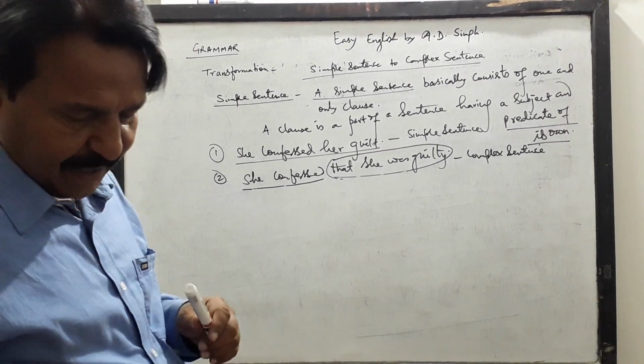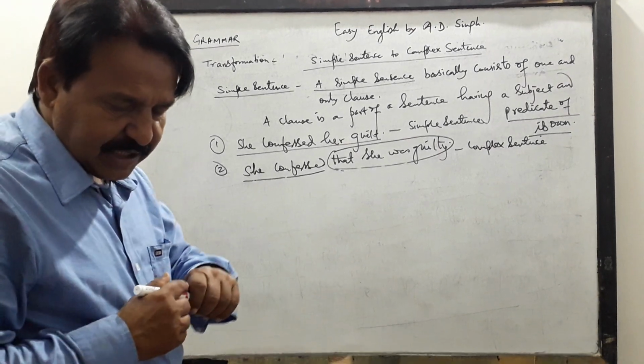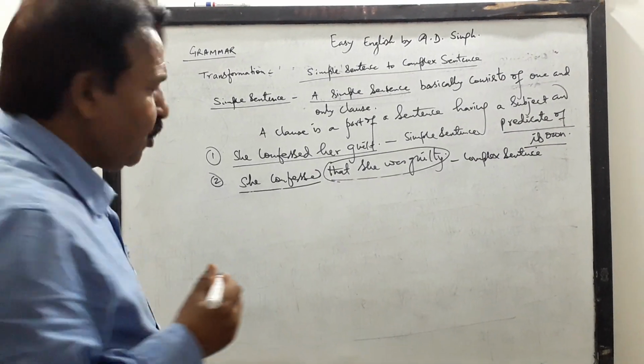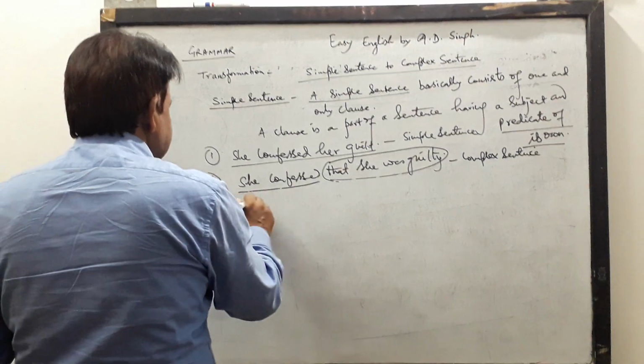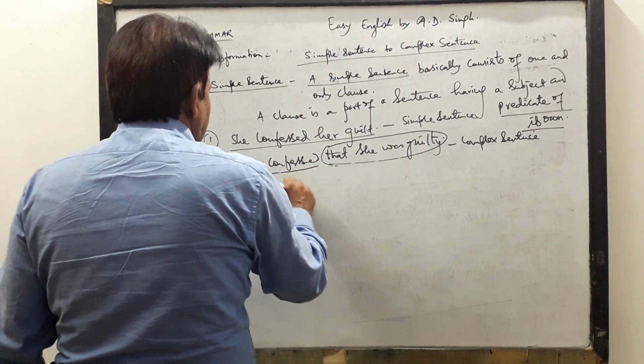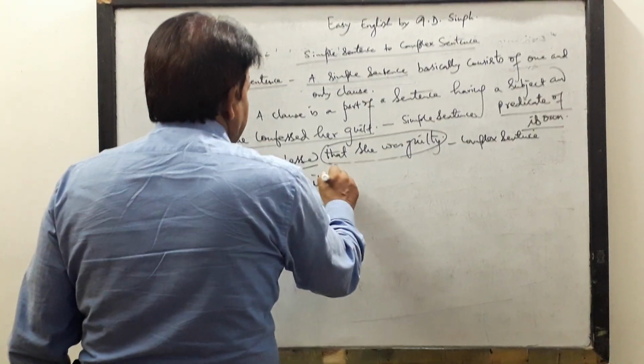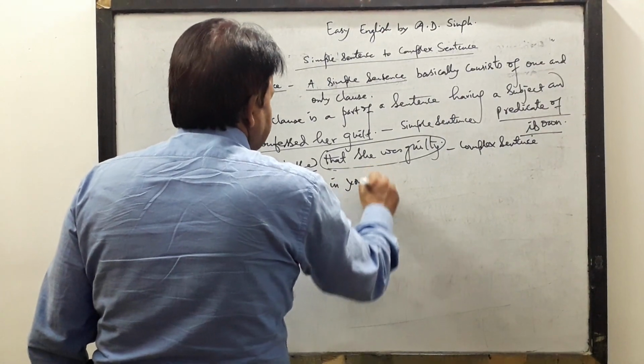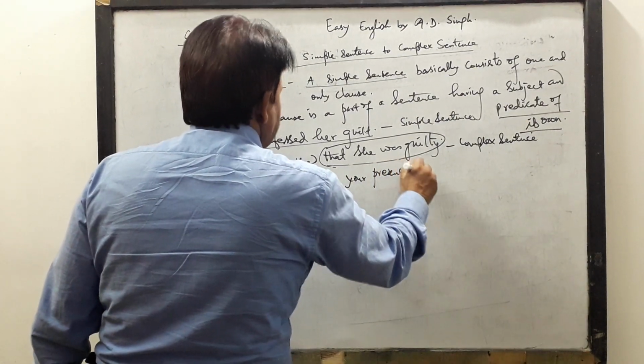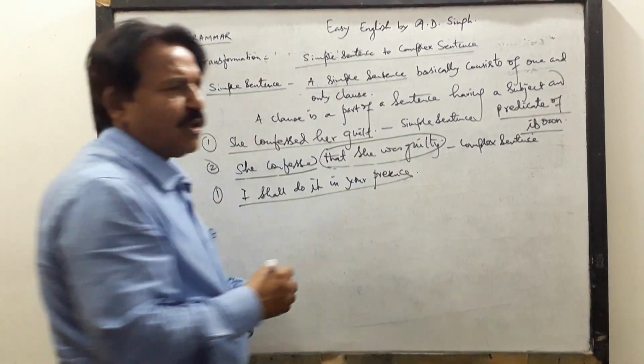So let us take one simple example to find out what actually we are going to do while transforming. Let us see the example. Look at that. I shall do it in your presence. Now you ask one question: sir, is this a simple sentence or a complex sentence?